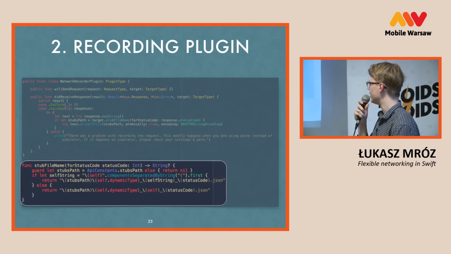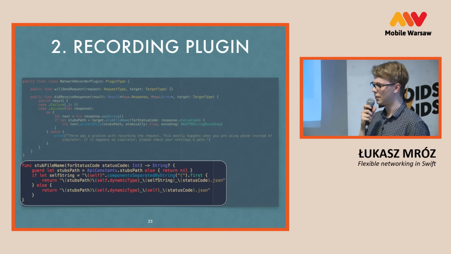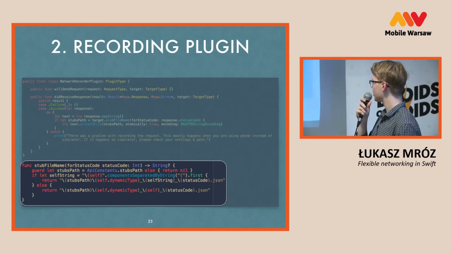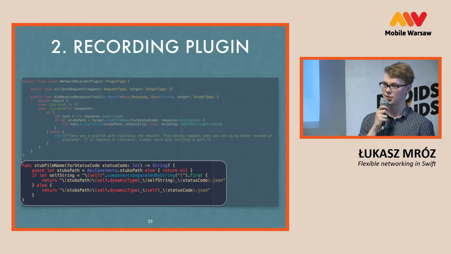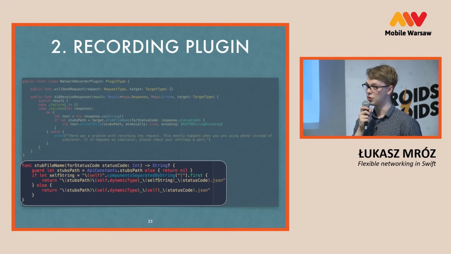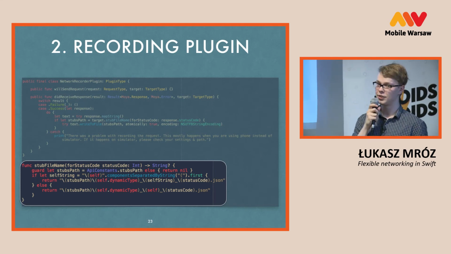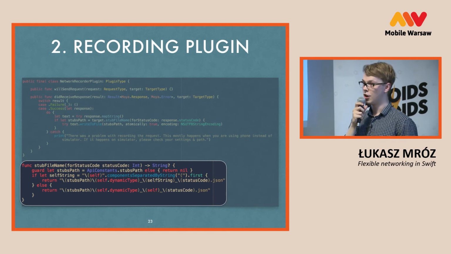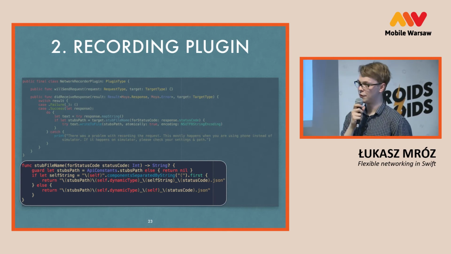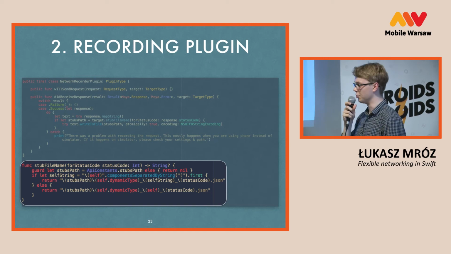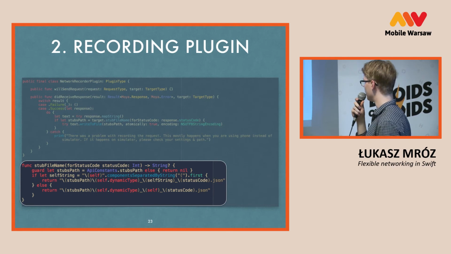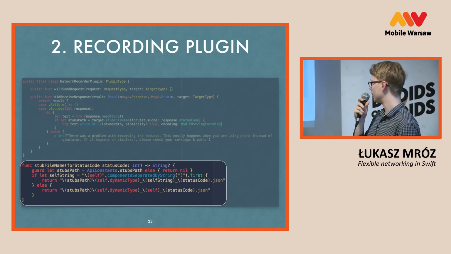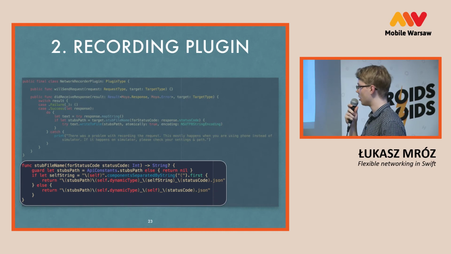And getting the stub file name is creating from the enum a name with specific status code, so you can not only save your stubs for a positive success response, but you can also save your error responses, which is cool for debugging. So what happens if I get an error? We have stubs only for a success. So it is pretty cool. It saves not only successful responses, but also errors.